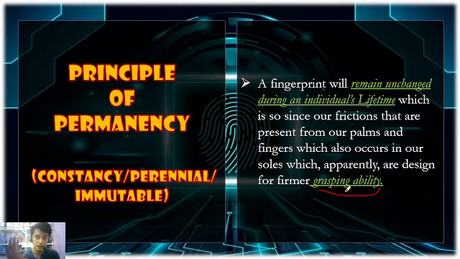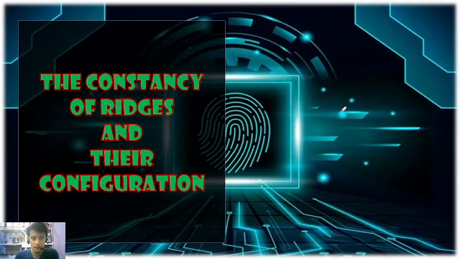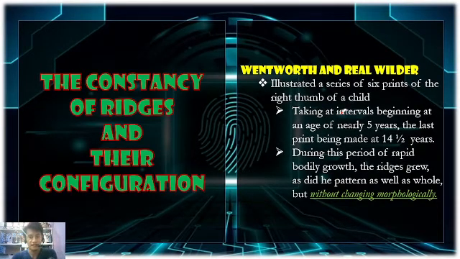Why do we have fingerprint ridges in our palms? It's because this helps us in our grasping ability. So that is not purposely for identification, but only for grasping ability. So it's unchanging. And we have here some situations or studies that prove the constancy of ridges and their configuration.